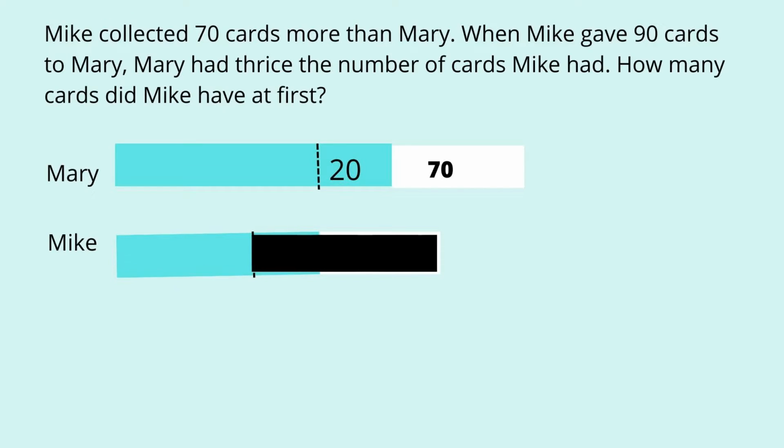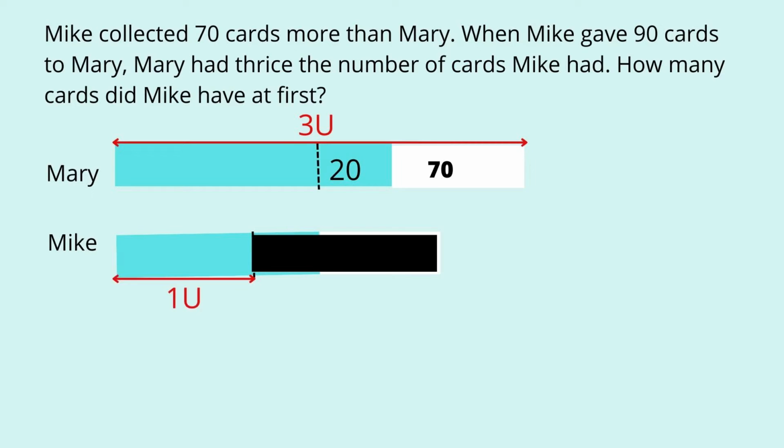The end result, Mary had thrice the number of cards Mike had. This sentence tells us that Mary had 3 units and Mike had 1 unit in the end. Are you with me? The problem is, how can we put this piece of information on this model? Well, we can draw a line on top of Mary's model to show where is the 3 units. Then we can do the same for Mike.